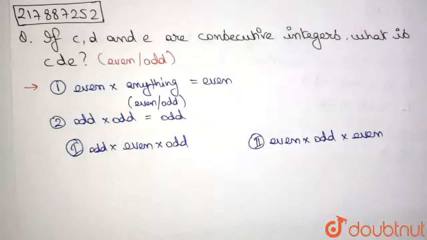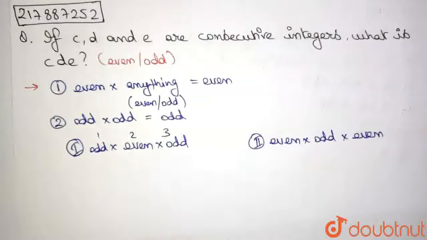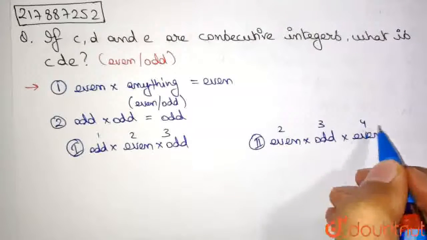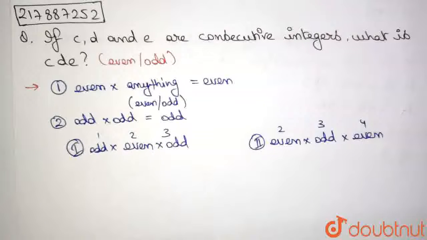Consecutive. So I can have them of the form, say 1 into 2 into 3, or they can be of the form 2 into 3 into 4. Now if it becomes 3 into 4 into 5, it falls into the first category. So there can be only two categories possible.